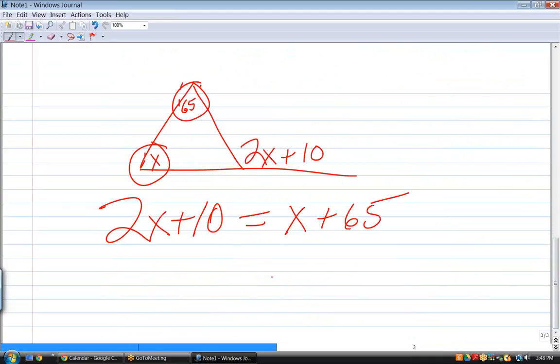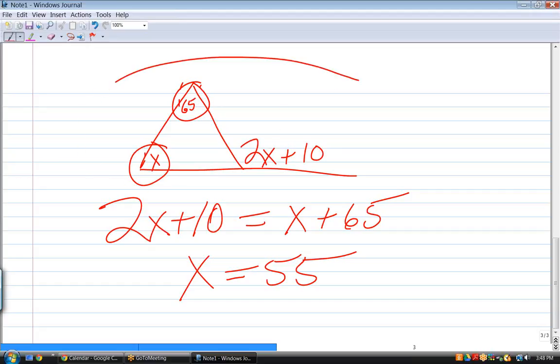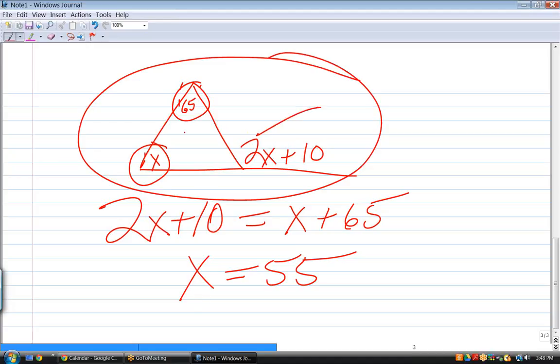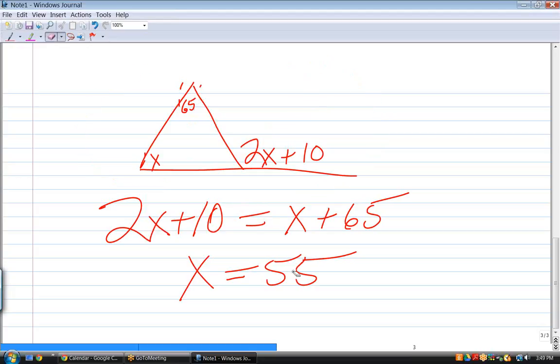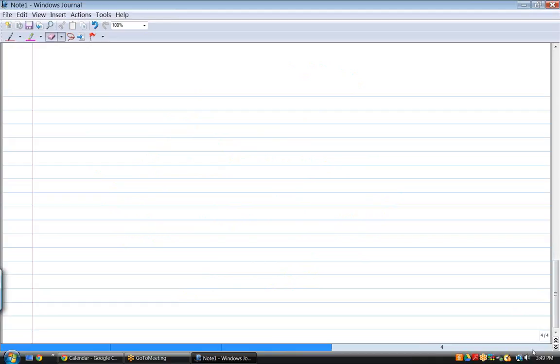Solve that for x. X equals 55. Yeah. And notice that that problem was a whole lot easier because we knew that exterior angle was equal to the sum of those two angles. Not sure how we would have done it had we not known that, but okay.